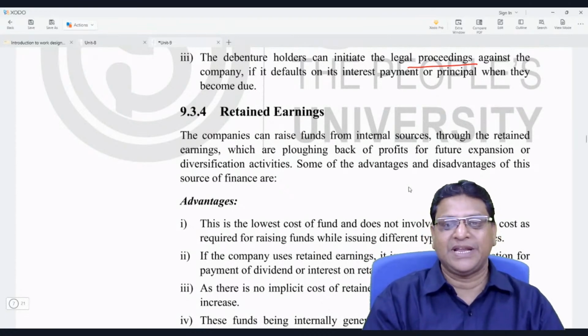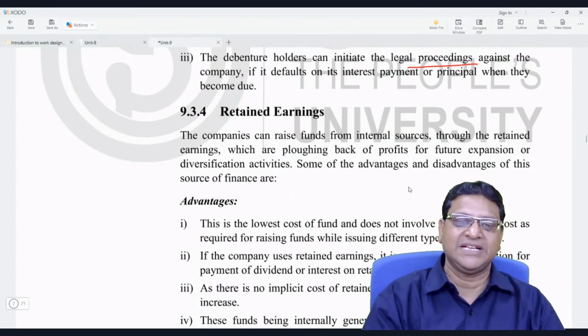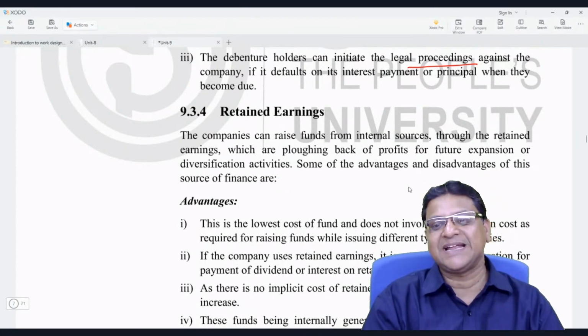Next one is retained earning. What is retained earning? So we are discussing retained earning.